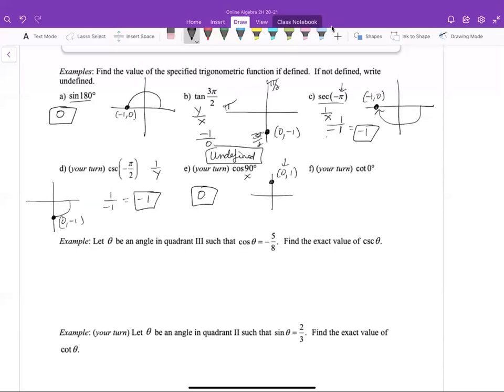Cotangent of 0 degrees. So here I am at 0 degrees. I will have a 1 for my x value, 0 for my y value. Cotangent is related to tangent. Tangent's y over x, so cotangent is x over y. My x value is 1. My y value is 0. So this is undefined.